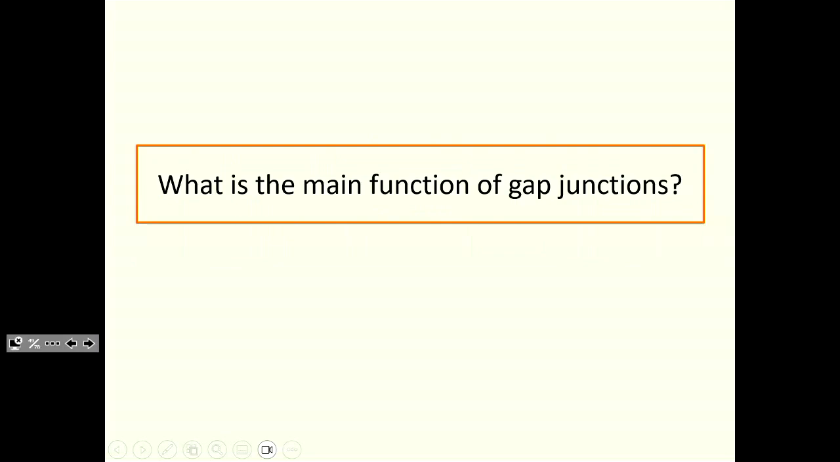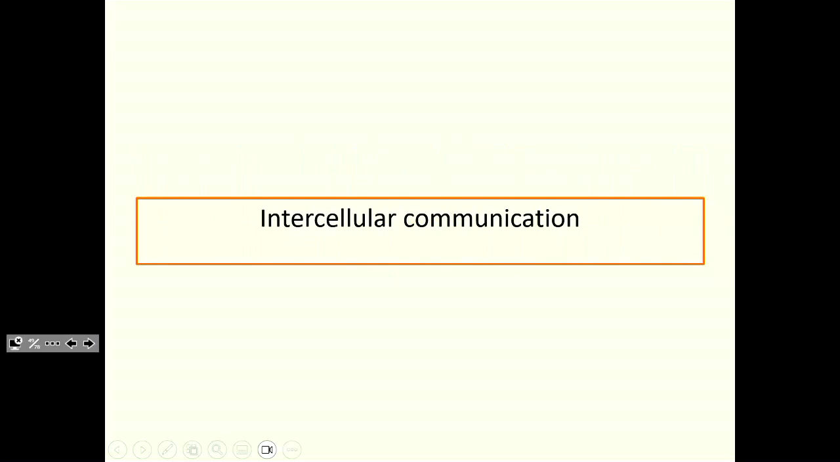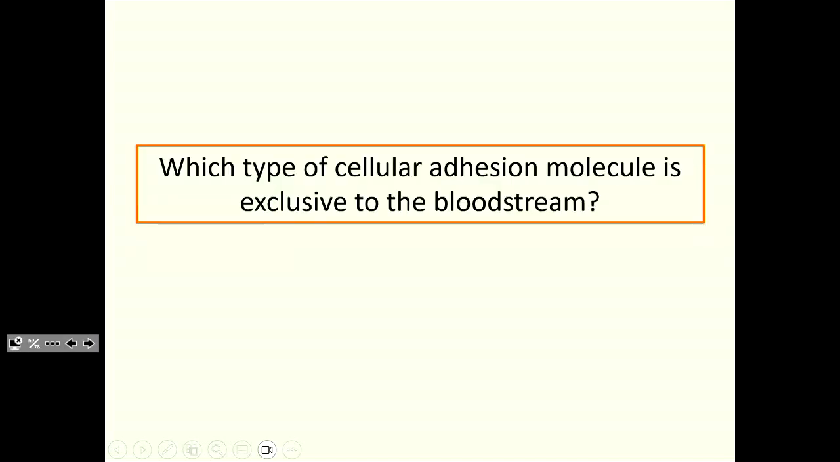What about gap junctions? What's their main function? Communication. Good. Remember, intercellular communication between cell number 1 and cell number 2. If I use the term intracellular, what does that mean? Inside the cell. And so talking about gap junctions there is irrelevant, right? Things within a cell talk to each other in a different way. Gap junctions, we're dealing with intercellular communication. And this one? The one we just did, okay, selectins.